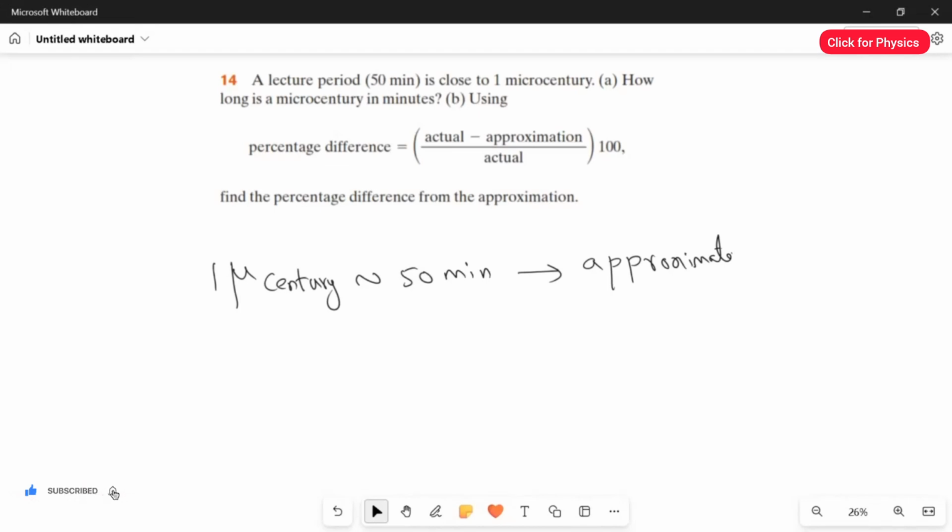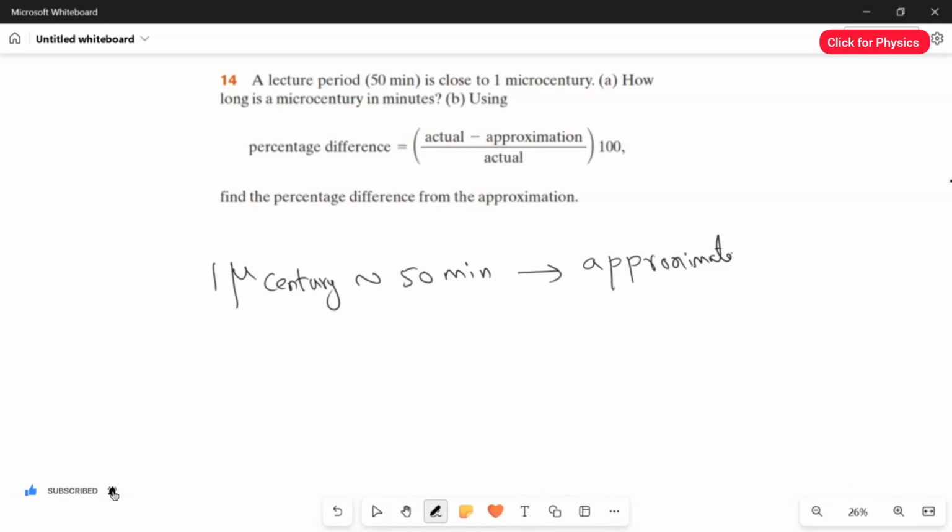So what is the exact answer if you convert 1 microcentury to minutes? When you convert from microcentury to minutes, for sure your answer will be closer to 50 minutes. So here you are going to get two answers. The first answer they already gave in the question, which is the approximate answer. But what you have to do is find the actual value. What is the actual value of 1 microcentury in minutes? And for this, you have to do some conversions.